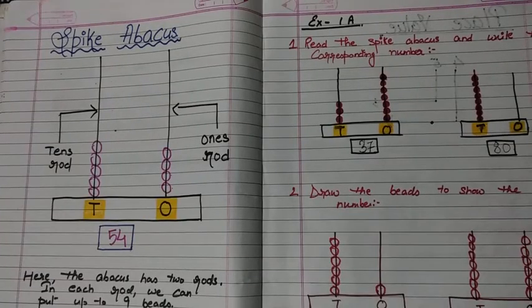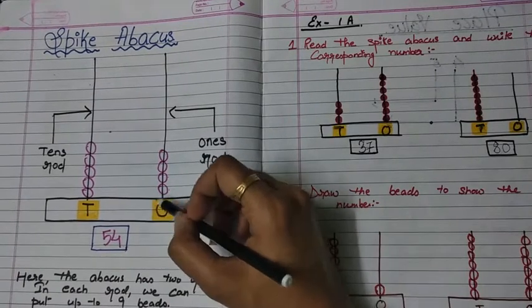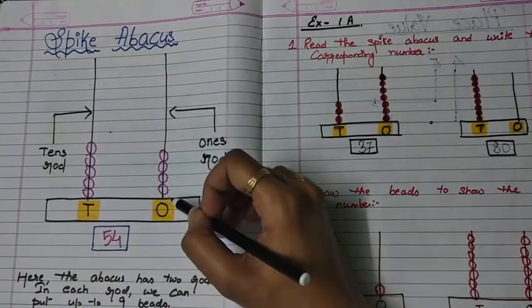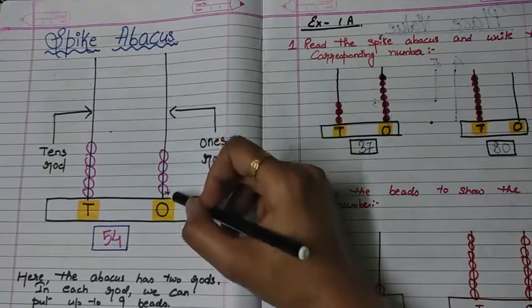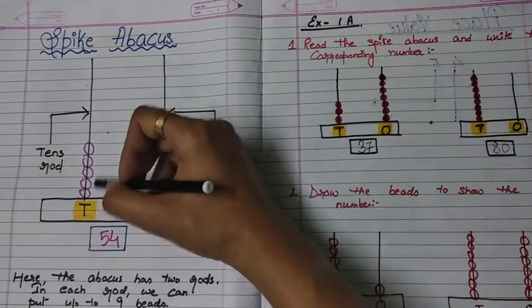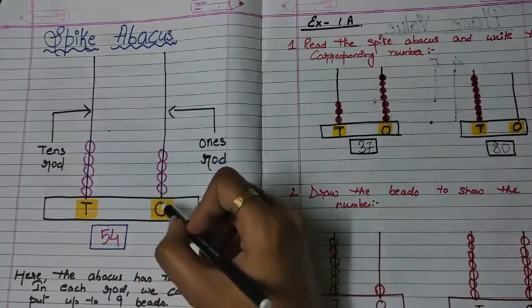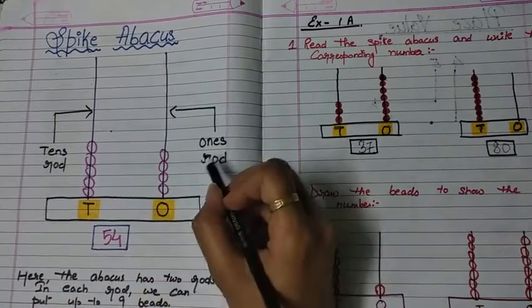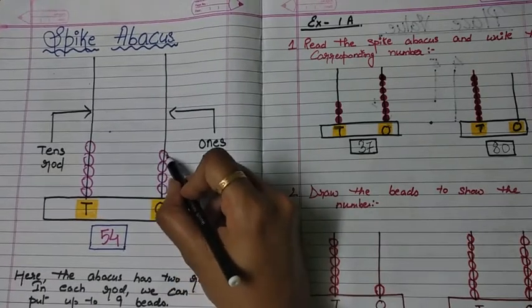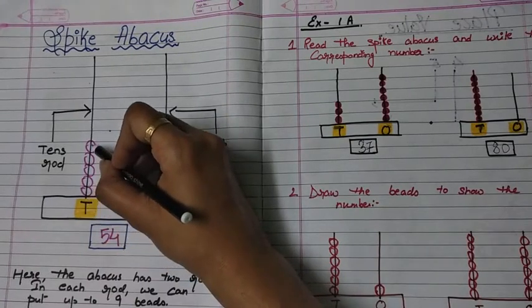We use an abacus to show numbers, and the abacus has vertical rods. Here you can see the abacus has two vertical rods. In each rod we can put up to 9 beads. Here the number is 54, so 4 beads we put in the ones rod: 1, 2, 3, 4. And 5 beads in the tens rod: 1, 2, 3, 4, 5.